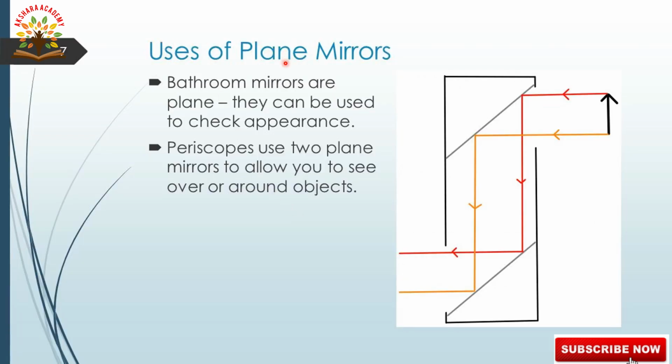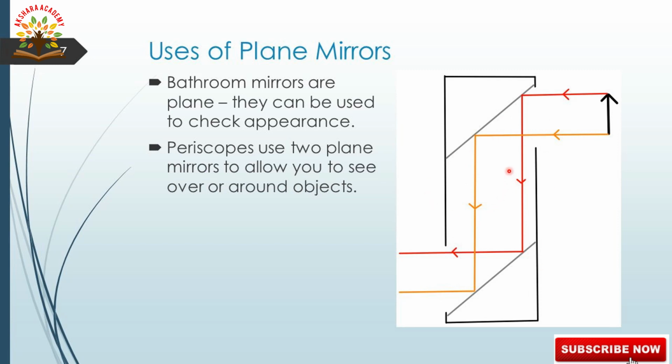Uses of plane mirrors. Bathroom mirrors are plane. They can be used to check appearance. Periscopes use two plane mirrors to allow you to see over or around objects. This is the figure to represent the periscope.